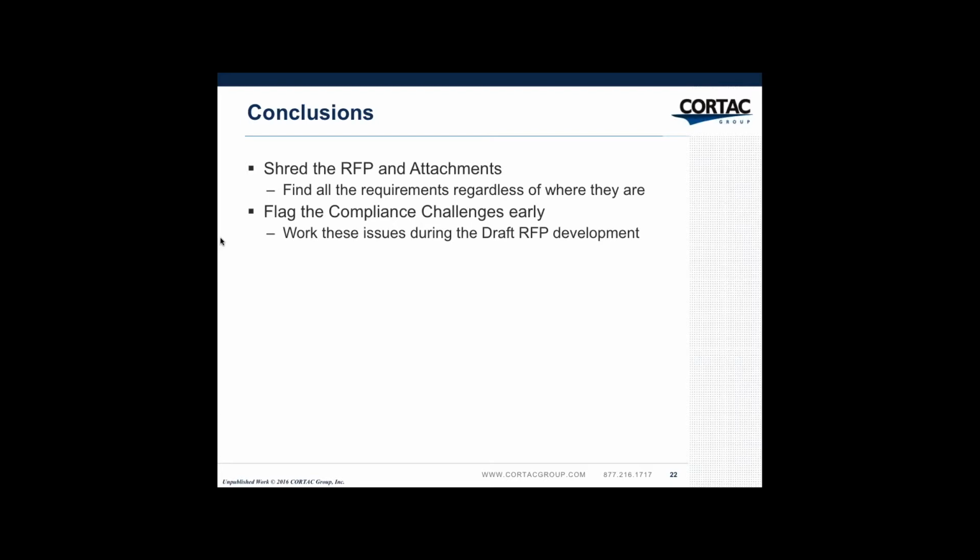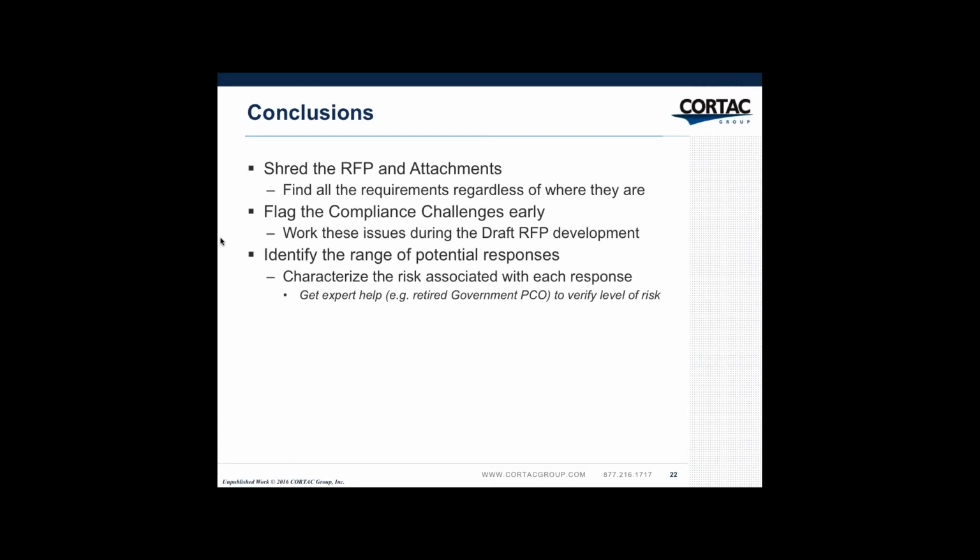You've got to get these during the draft RFP development. If you cannot do the work, then get them to tone back the requirement. Identify the range of potential responses. It is your job to do this. You've got to say, here are the levels that we can respond to. And then you've got to characterize the risk associated with each response. You're the proposal professional. You can go off and get help from other proposal professionals. The ones I like in this particular case are retired government contracting officers, because they will tell you what is the likely government response, which is the risk you're looking at.